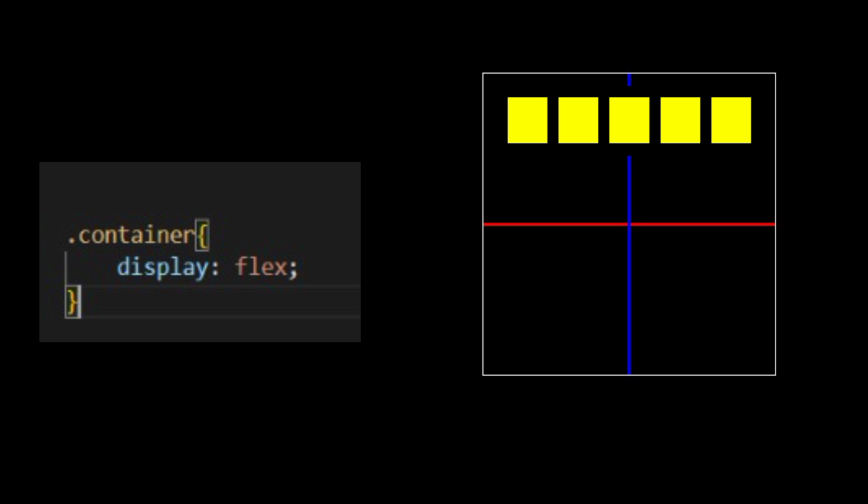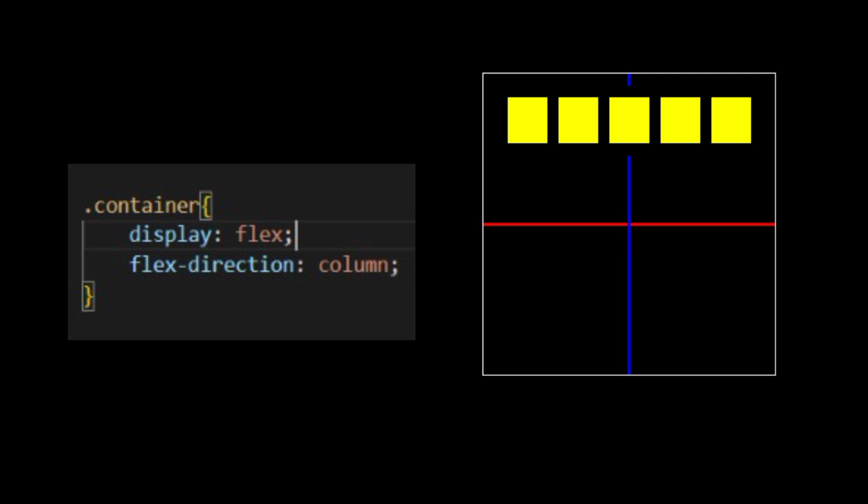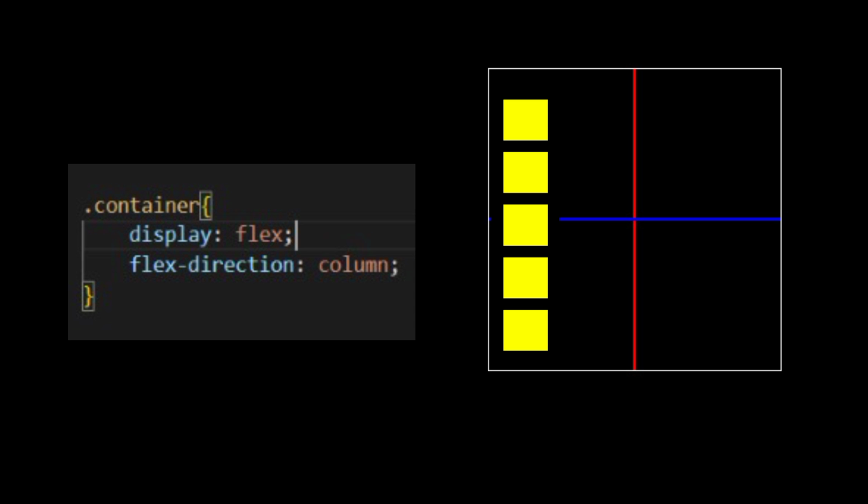Now, if you want these items to stack on top of each other, just like before, instead of removing this display flex property, which would be kind of silly, what you could do is add flex direction as column, which would change the direction of our main axis to vertical instead of horizontal. And now the items would stack along the main axis and you can see them stacking on top of each other.